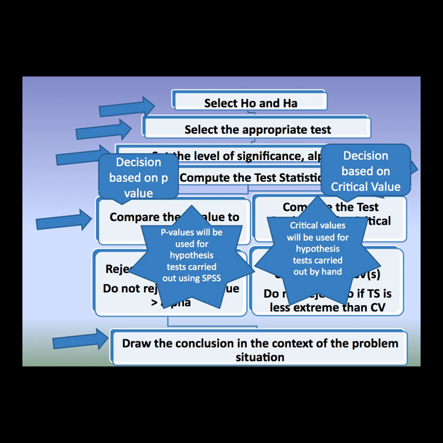After drawing a conclusion of the test using either the p-value or the critical value approach, which will always yield you the same conclusion, you must draw the conclusion in the context of the problem situation. That is, talk about what is the meaning of the statistical test results.